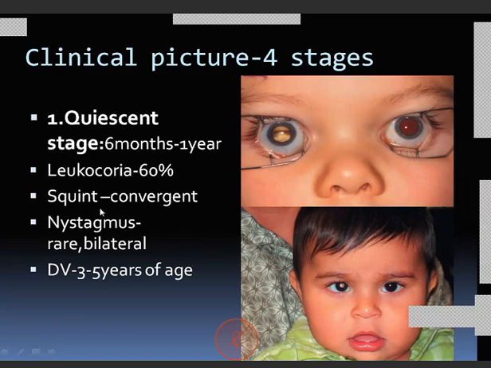The child can present with squint, that is the convergent squint. Convergent means medial deviation; nasal deviation is known as convergent squint. The child can present with nystagmus, which means involuntary eye movements. It is rare, but is seen in bilateral retinoblastoma. And if the child is older, that is 3 to 5 years of age, he can present with defective vision.